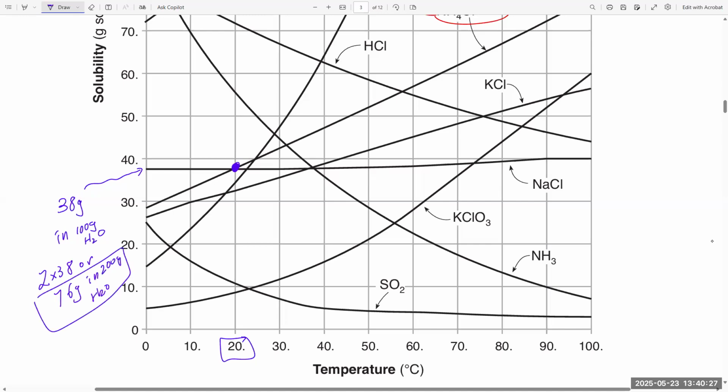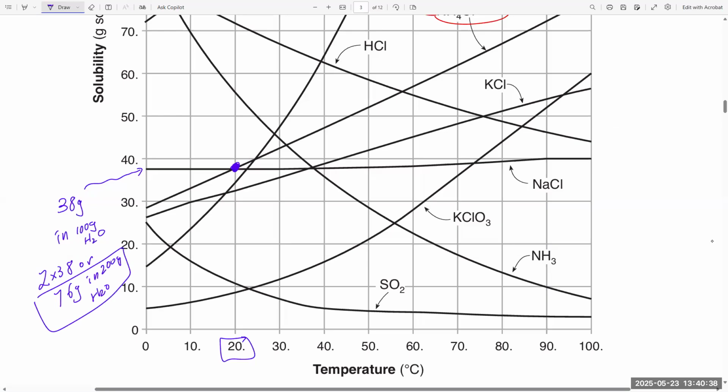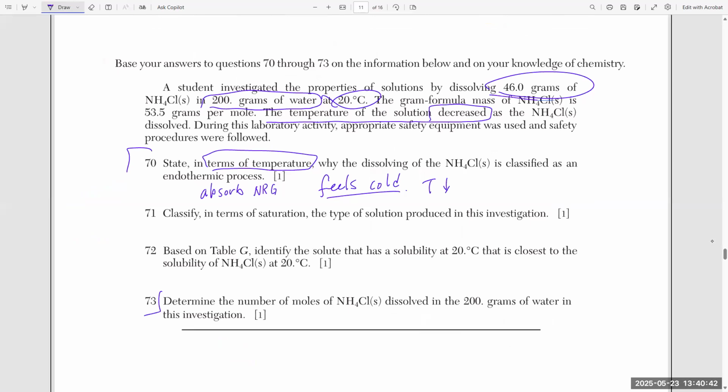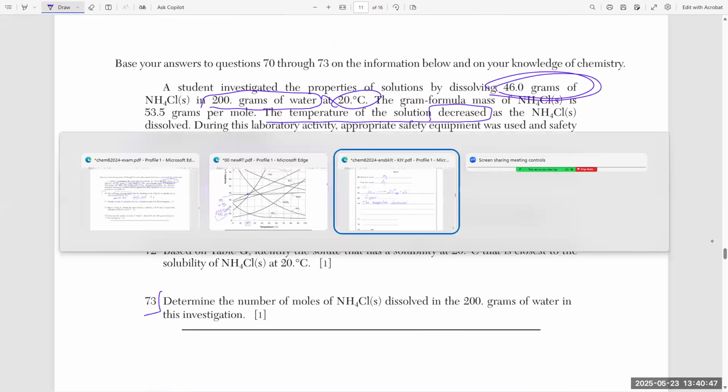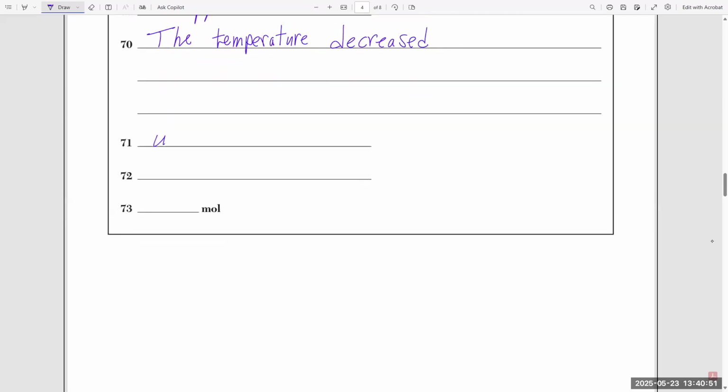What does that mean? That means it'll be at the line. You guys remember what the line meant? That's right. That's saturated, right? So you need 76 grams in order to become saturated. But how much are we dissolving? You're only dissolving 46. So what kind of solution we got? What do you think? We got unsaturated, right? Unsaturated solution.